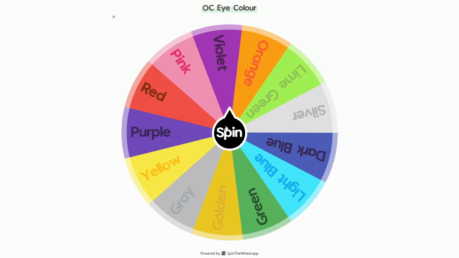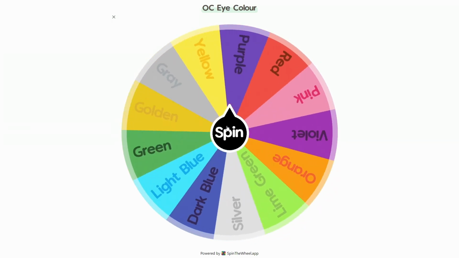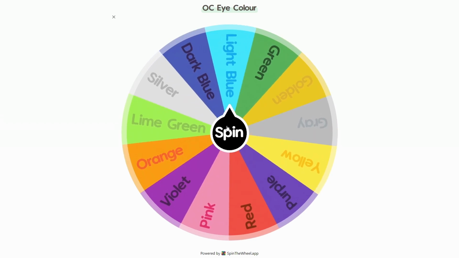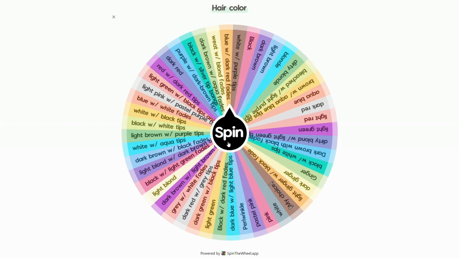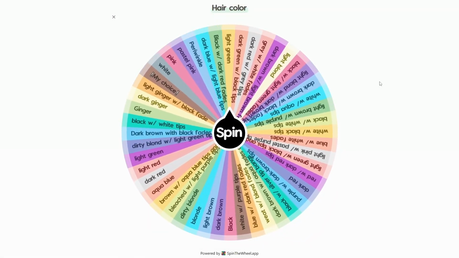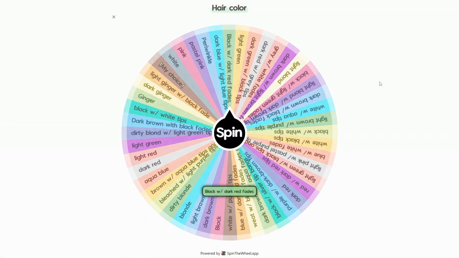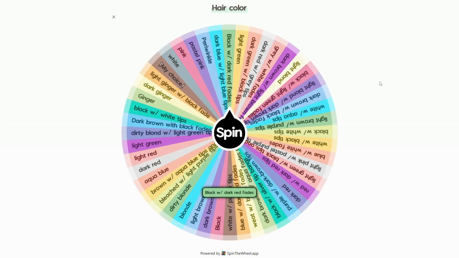But let us go ahead and spin for our eye color for this sim. We are gonna have, it seems, light blue eyes for this one. For the hair color, we have a lot of options that this can turn out as, and our sim is going to have black hair with dark red fades, which will be so cool with the demon core aesthetic.